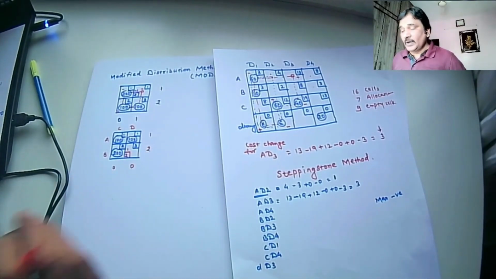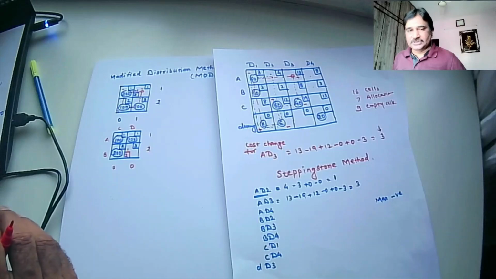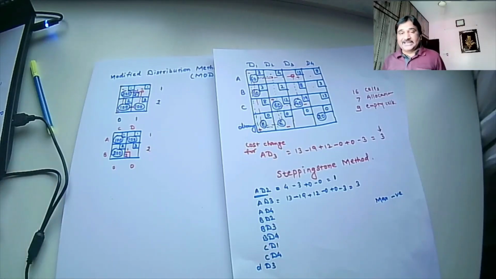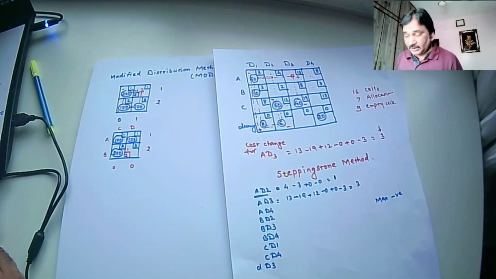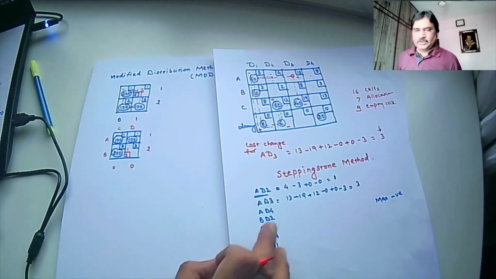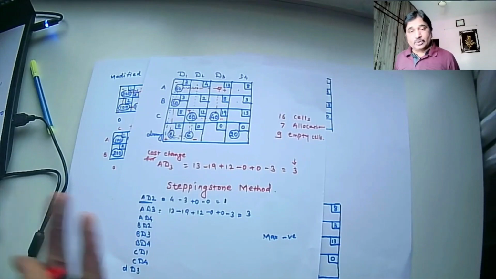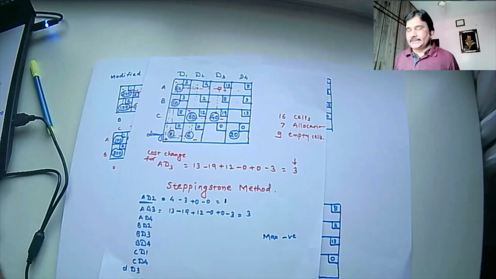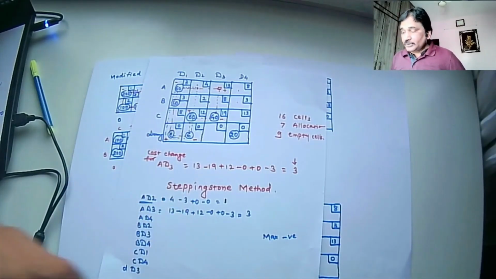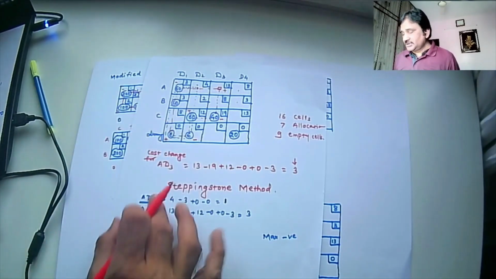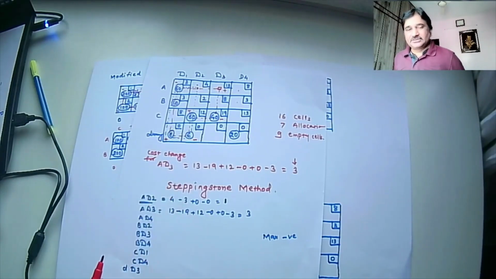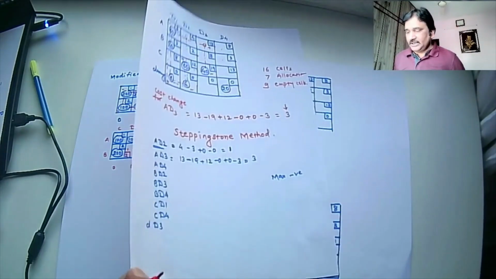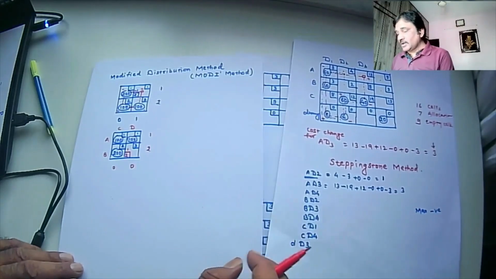This is what you have to do in the modified distribution method. So you can appreciate the convenience of the modified distribution method against the stepping stone method. A lot of work is saved. 9 loops you don't have to draw, because drawing every loop requires a good amount of manual effort. The computer also has to exert itself for finding these loops. So this method is not used. It is an obsolete method now that the modified distribution method was proposed.